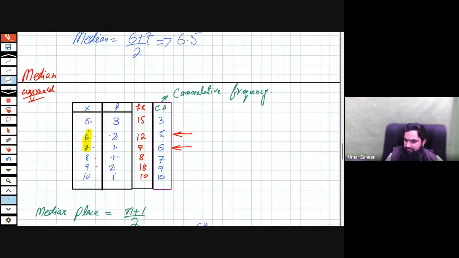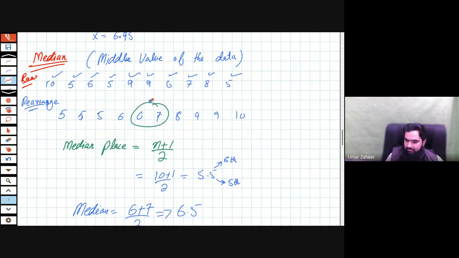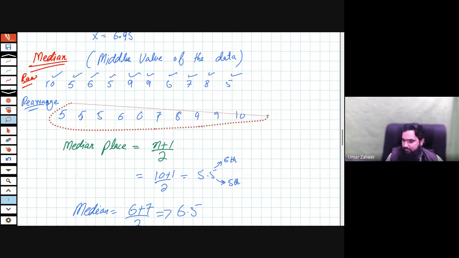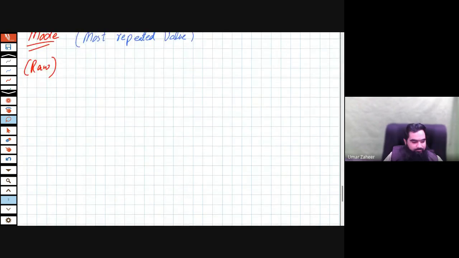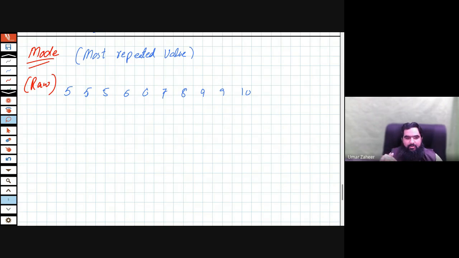so I'm going to take the data down. So this is the raw data. I need to find the mode. The mode is the most repeated data. Yes, tell me what is the mode here? Which value is most repeated? Yes, 5. The 5. Because 1, 2, 3, it is repeated 3 times. So 5 is our mode.